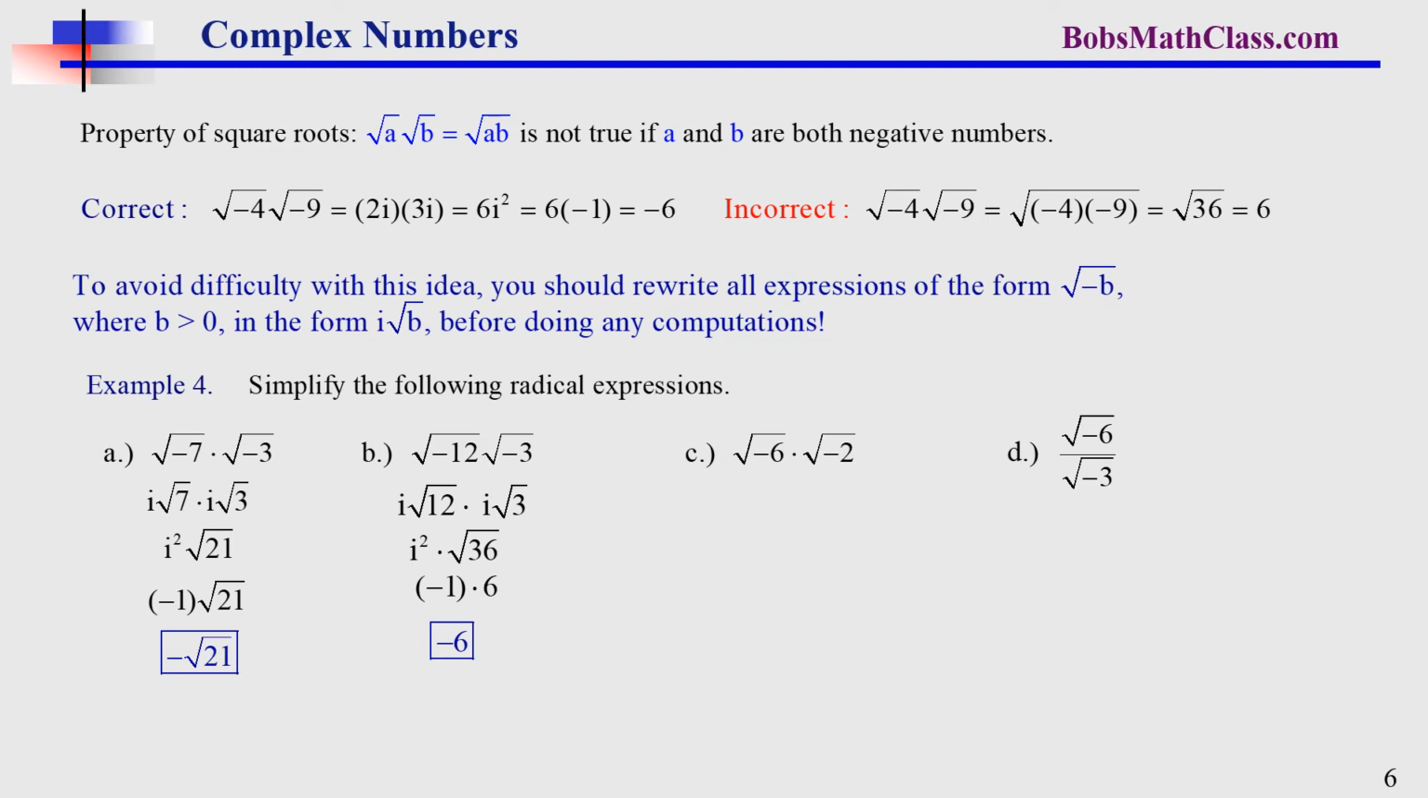Same thing with part C, i in front of each of them. That gives us i squared square root 12. Simplify the square root of 12. It should give you 2 square root 3. And then the i squared is negative 1, so bring down the negative sign. So the answer is negative 2 square root 3.